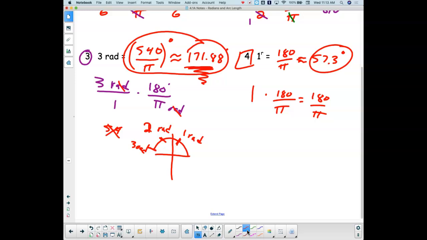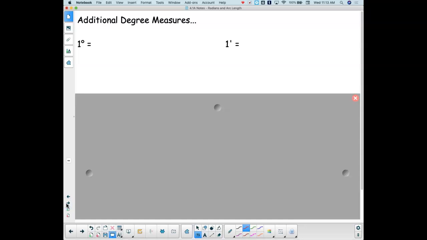Something you probably don't know is that a degree can be divided into more units. Just like a meter can be divided into centimeters and millimeters, or yards to feet to inches, we can get smaller units. A degree we actually can divide up into smaller units. So for additional degree measures, 1 degree is the same as 60 minutes, and we write that as 60 minutes with just a hash mark. And then 1 minute, I read this as 1 minute right over here, can also be divided into 60 seconds.